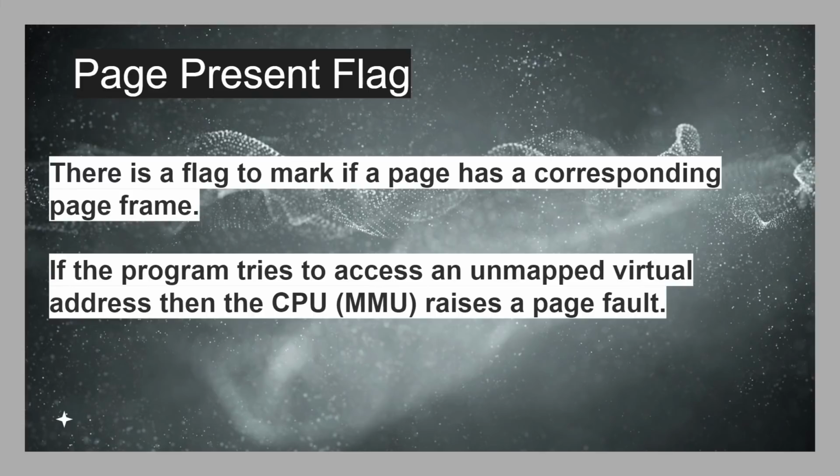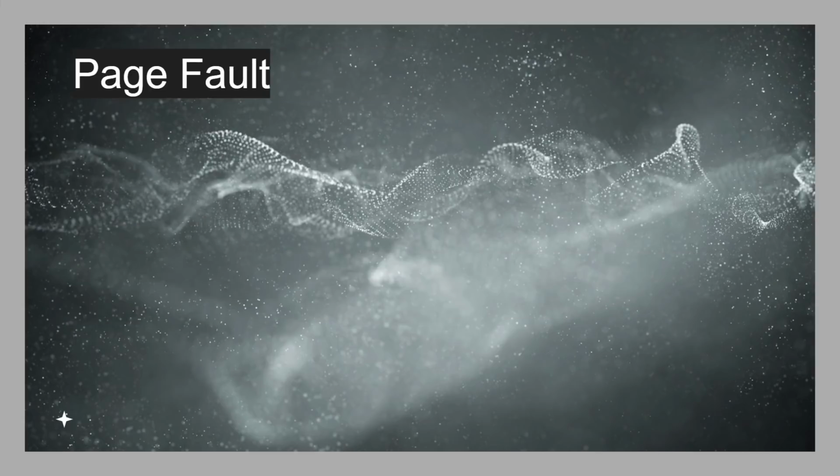If the program tries to access an unmapped virtual address, then the CPU, the MMU, raises a page fault. And you may have heard that term, page fault. So what is a page fault? Well, there are 3 different types of page fault.